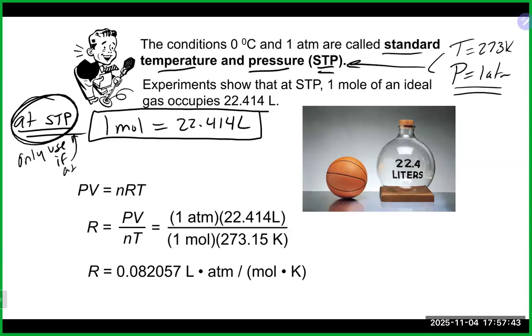It all works out fine the same way. By the way, that is how we get our R value. If you put everything under STP conditions into the ideal gas law and solve for R, that would be 1 atmosphere for pressure, 22.4 for the volume, 1 mole and 273. That is where our gas constant comes from, our 0.08206 version of it.